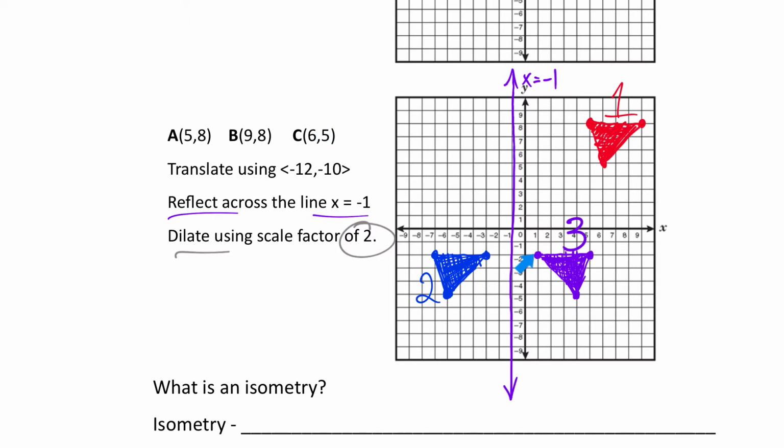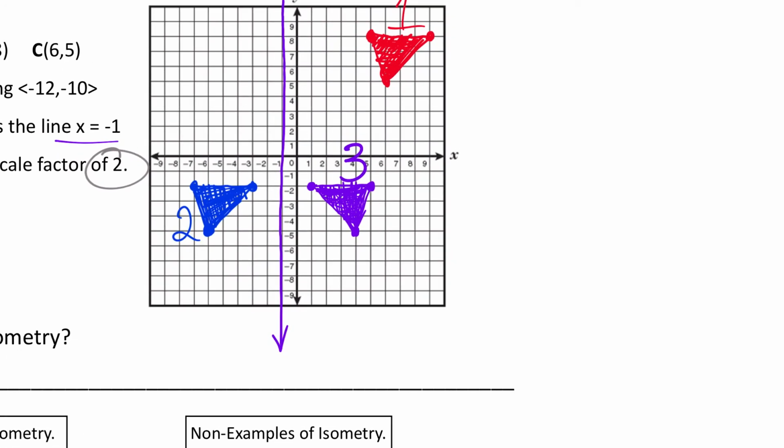So I need to find out what the coordinates of these points are real quick. So let's just write that down over here. What are the coordinates of this point? 1, negative 2. What are the coordinates of this point? 5, negative 2. And then what are the coordinates of this point? 4, negative 5.